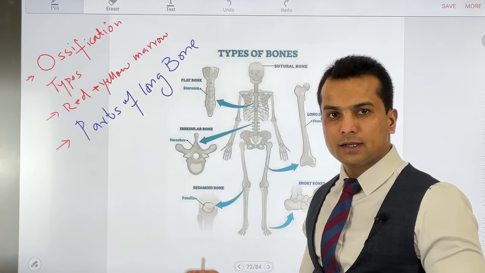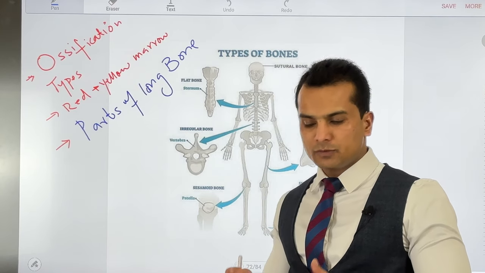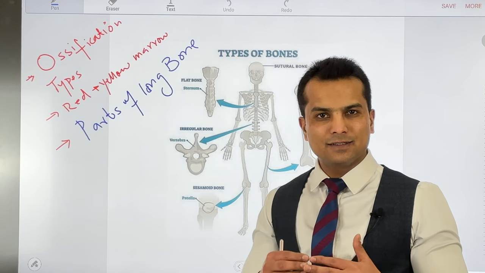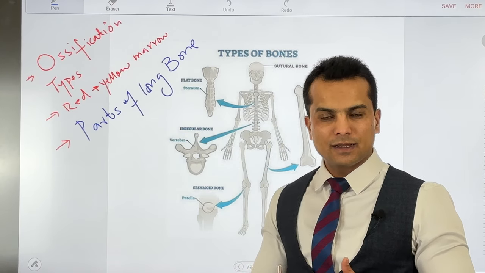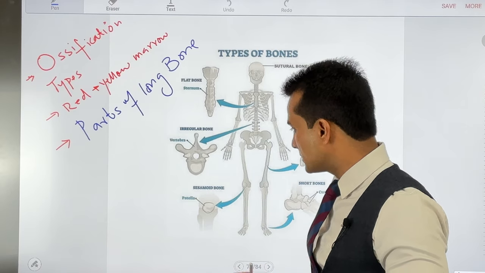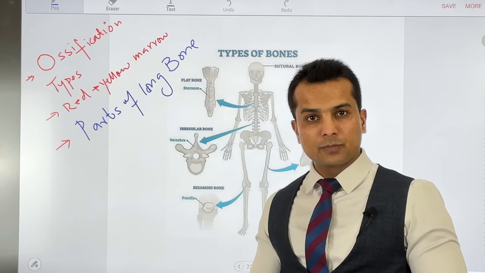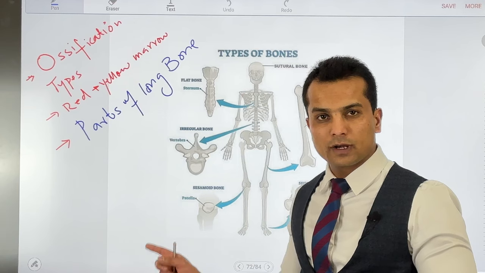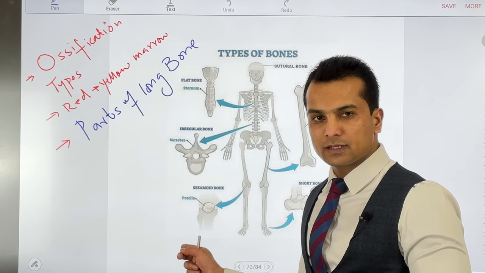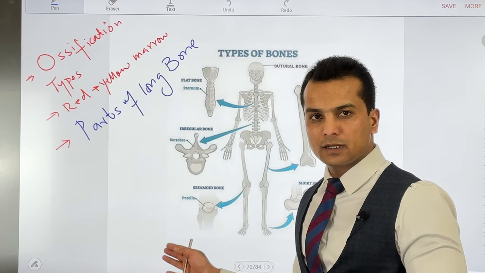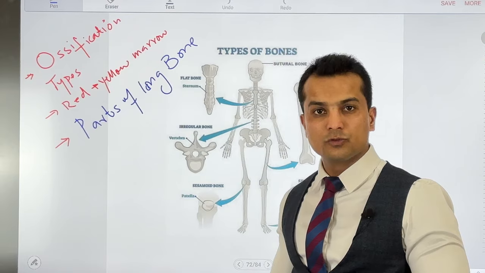And then you have sesamoid bones, which are bones that grow inside the tendons. The patella is the typical example of a sesamoid bone, and this bone lacks periosteum, so that's why in case of a fracture of the patella it will take a lot of time to heal and recover.